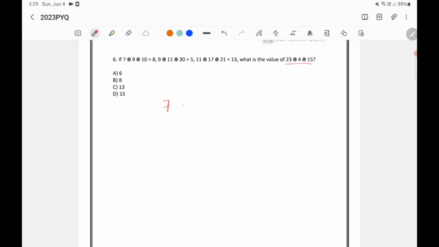So here if you add 7 plus 9 plus 10, you will get 26. If you add 9 plus 11 plus 30, this is 20 plus 30 is 50, you will get 50. If you add 11 plus 17 plus 21, you will get 28 plus 21 is 49. So this is what we get if we add these numbers.